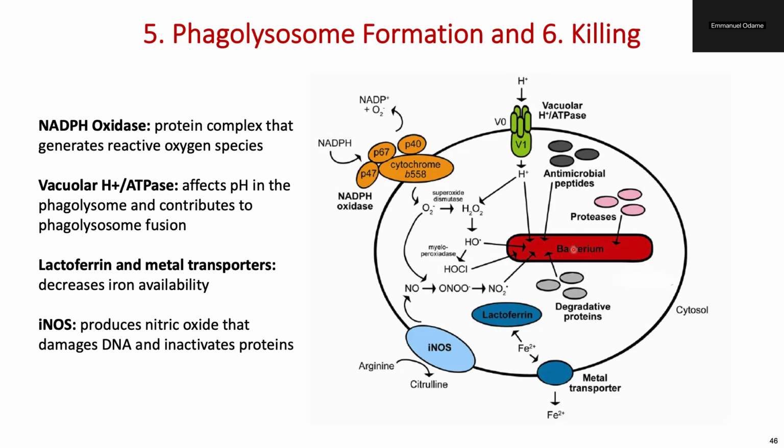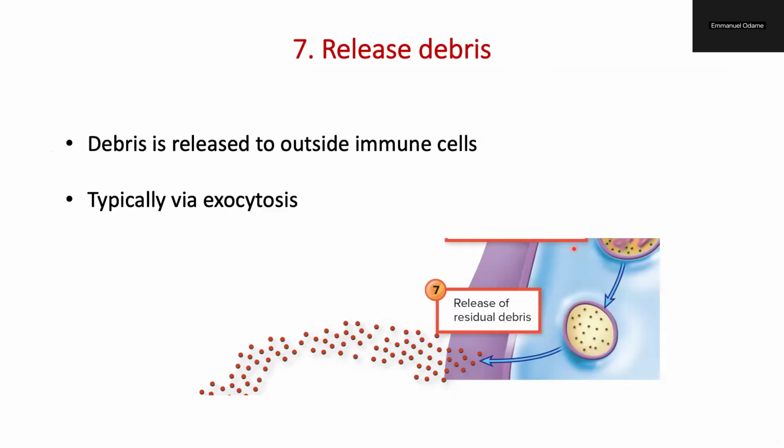and then contributing to phagocytosis within the phagosomes. The last one is the release of debris. So after everything has been destroyed, the bacterial cells, DNA, everything, the debris is just released outside the immune cells. Typically, it is done through exocytosis, and then the whole bacteria is released out, leading to us being fully healed or prevented from infection.